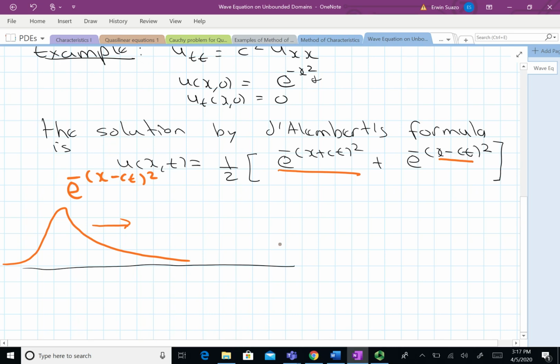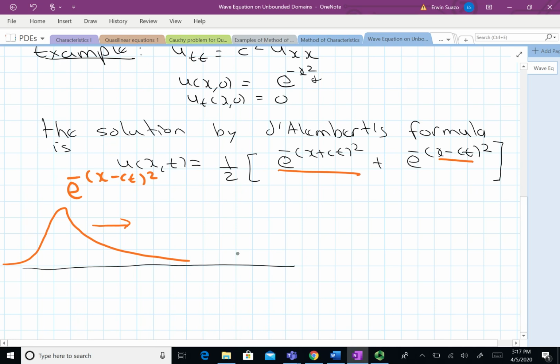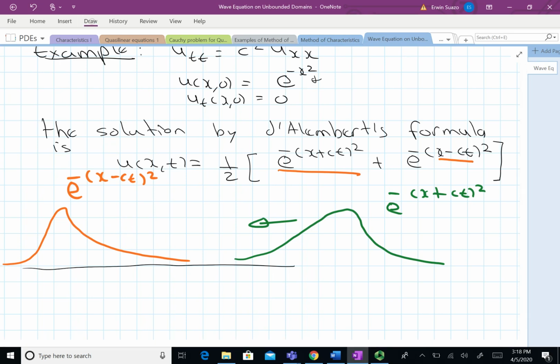And the other one, let's call it e to the minus (x plus ct) squared. So this one is moving to the left. I'm sorry, this guy is moving to the right, and the other one is moving to the left. I think I said it wrong.